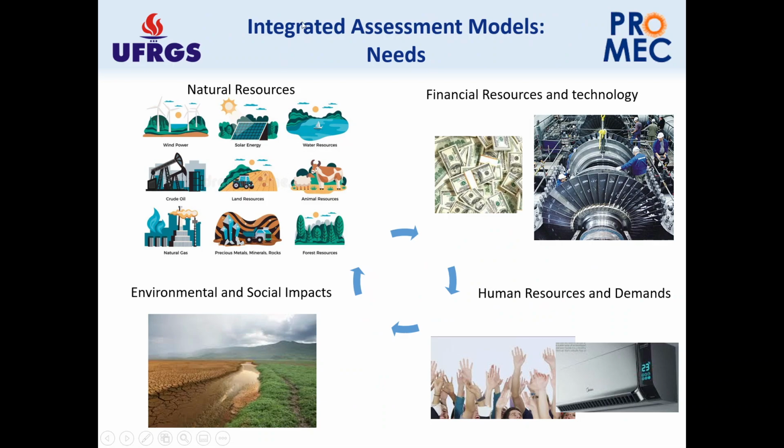Right. So how do integrated assessment models work? I created this slide just to give you an idea. A country, or the world, has natural resources: wind, solar, water resources, oil, land, animals, forest resources, precious metals, natural gas. It also has financial resources, technology, human resources, and demand. And it also needs to avoid, as much as possible, environmental impacts and social impacts.